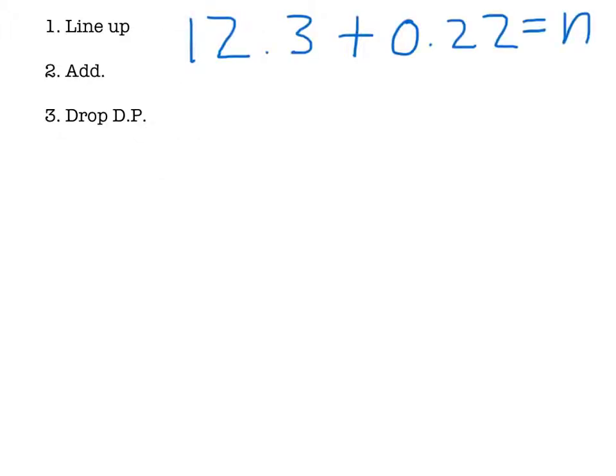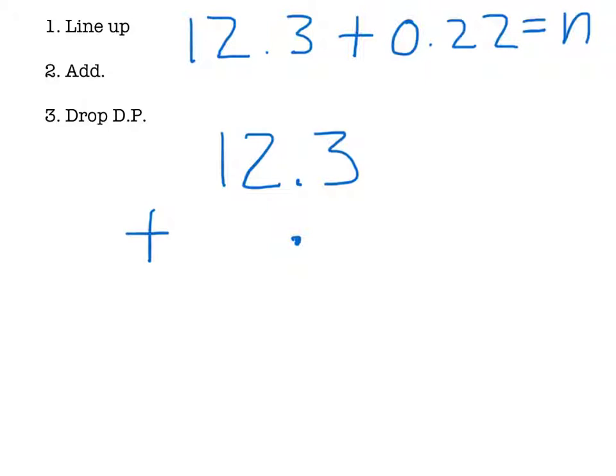Alright, so here I've got my steps over here on the side, kind of abbreviated, and we can walk through this problem together. So my first step is to line up the decimal points. So I'm going to stack these numbers up like I was going to add them. 12.3. Get my addition symbol in there. And then the first thing I'm going to do for this second number is write in the decimal point so that both decimal points are lined up here.